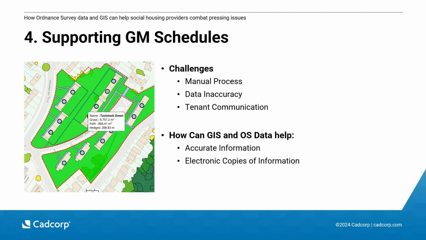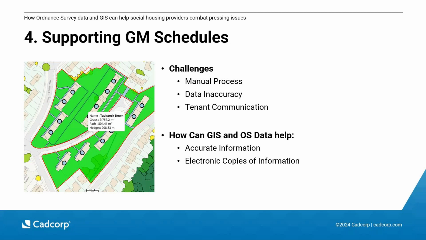So social housing providers are having to rely on paper-based records and manual inspections, which can be very time-consuming, inefficient, and prone to errors. Outdated or inaccurate data on property boundaries, vegetation types, and infrastructure can lead to inefficient resource allocation and ineffective maintenance strategies. And it's also about the tenants. Keeping tenants informed about planned maintenance activities and potential disruptions can be challenging, which leads to them being frustrated and having a misunderstanding of what's happening in their area.